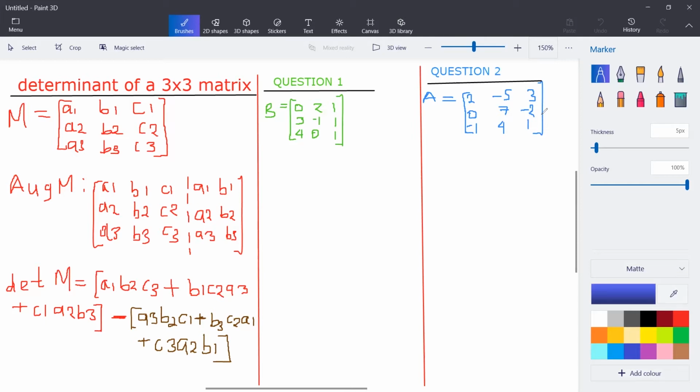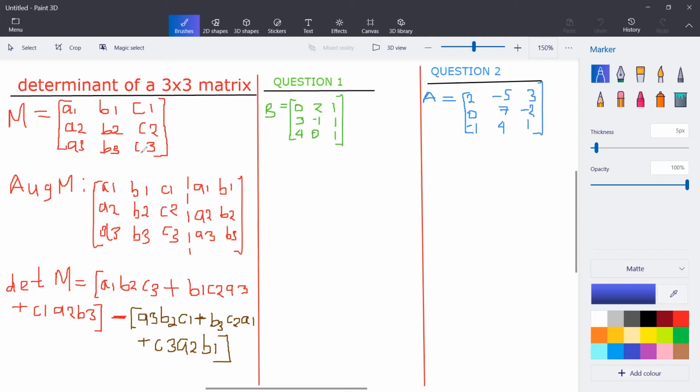What we mean by a 3x3 matrix is that it has 3 columns and 3 rows. These are the columns and these are the rows. The elements with 1 simply mean they're in row 1, elements with 2 mean they're in row 2, and the elements with 3 mean they're in row 3.